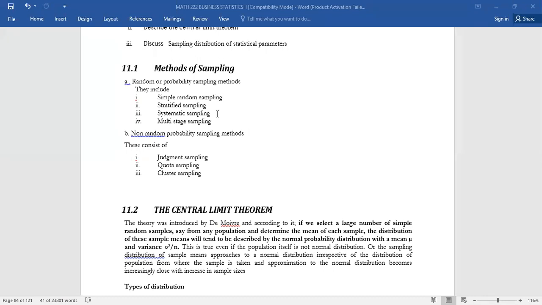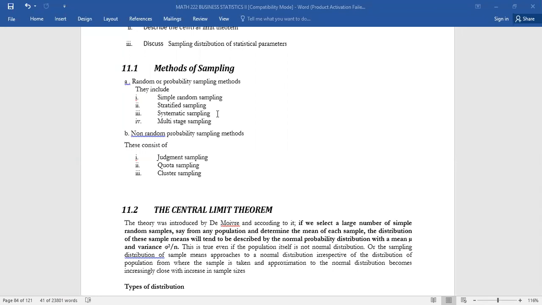Then from the random, we move to the non-random, and the first one is judgmental sampling. This is where the interviewer selects who to interview, believing that the particular unit selected has the fundamental traits that they are looking for.